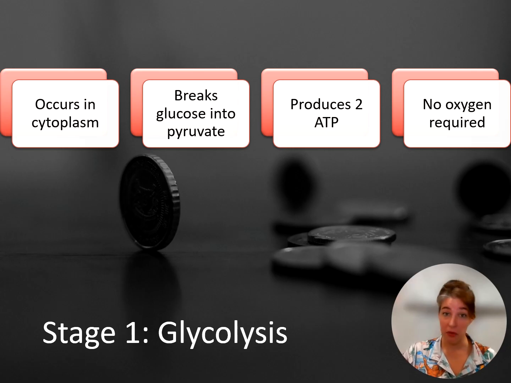It makes pyruvate, which goes into the Krebs cycle if oxygen is around, or into fermentation if there's no oxygen around. This is like putting 2 coins into a vending machine to make it start, and then getting 4 coins back.